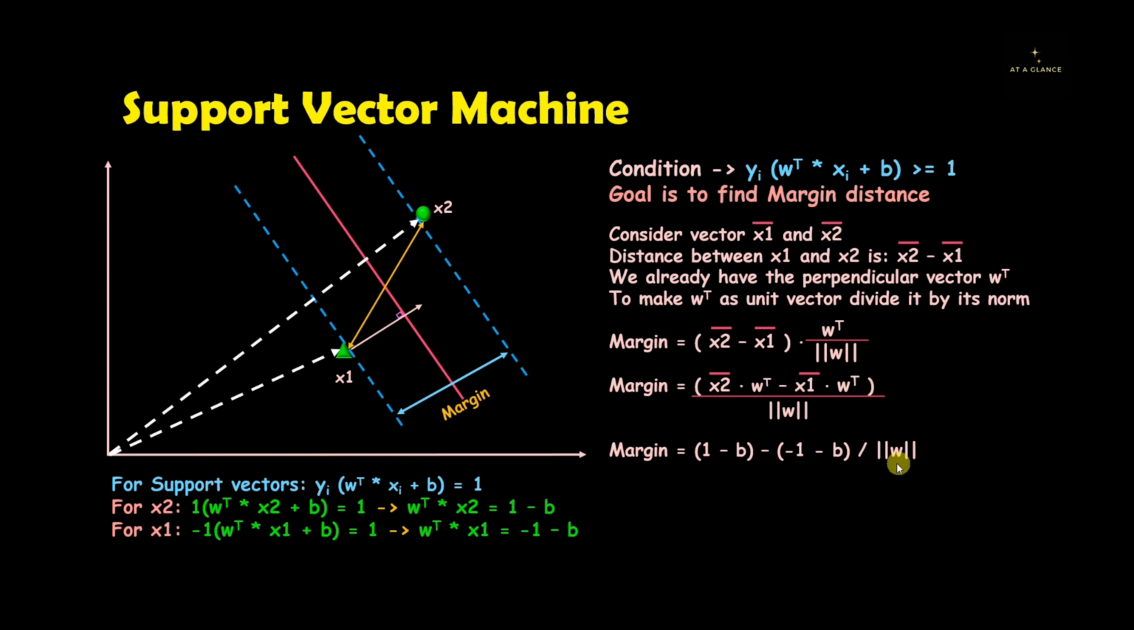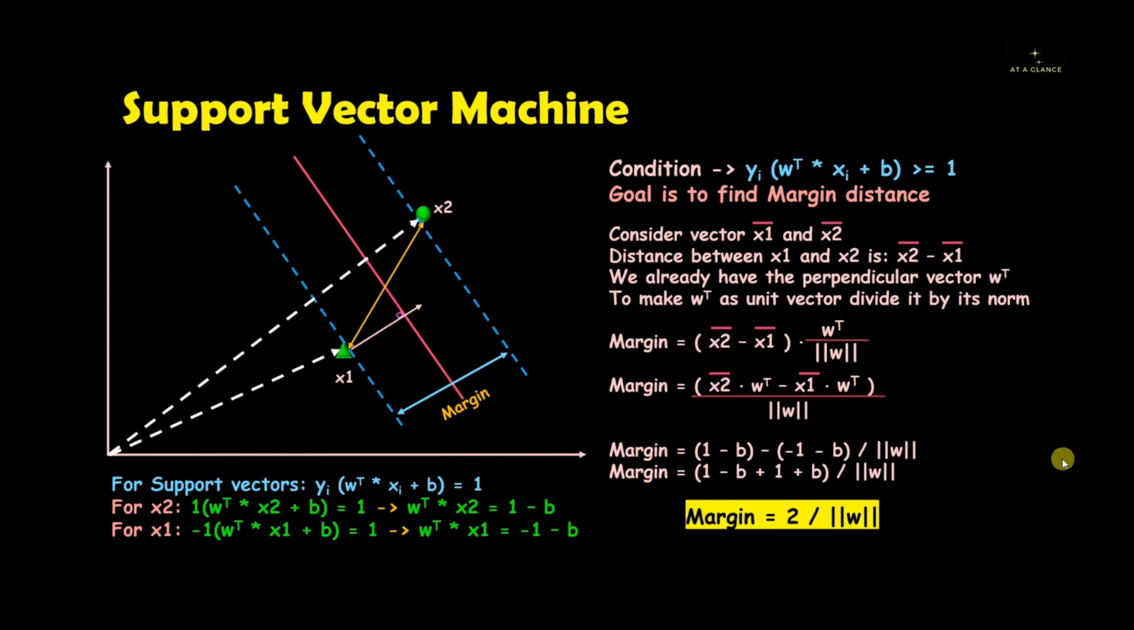So W transpose multiplied by x2 vector will be 1 minus b minus of minus 1 minus b divided by W norm. So when you compute this, you will get 1 minus b plus 1 plus b divided by W norm. Now you can see that minus b and plus b cancel each other and 1 plus 1 gives you 2. So in the numerator we will be left with 2 and in the denominator we have W norm. So you can see that margin distance is given by the term 2 divided by W norm. This is how we can calculate the margin distance.